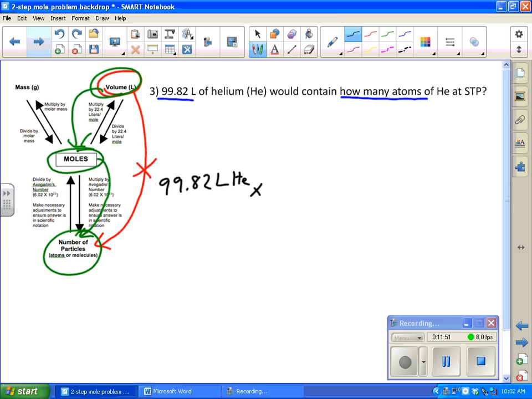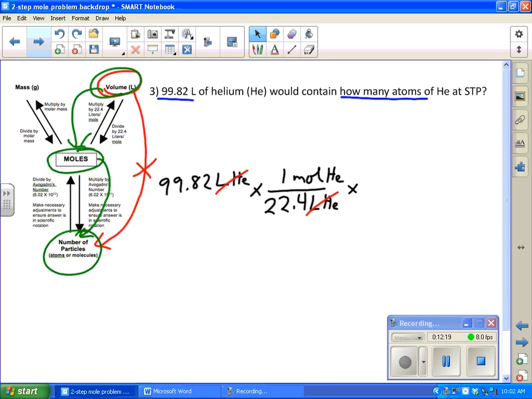and we need first to convert that into moles. So we need to use the molar volume. At this point, we want our answer in moles, so we put moles in the numerator. We want to cancel out liters of helium, so we put liters in the denominator, and that's 22.4 liters. Then we immediately can see that we can cancel out liters of helium, and we're left with moles of helium.